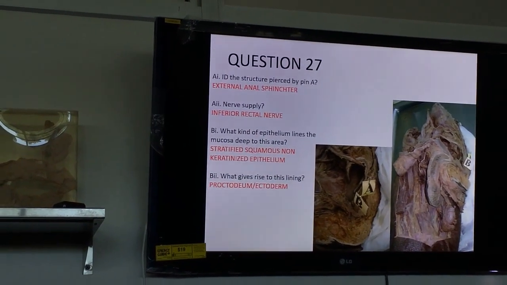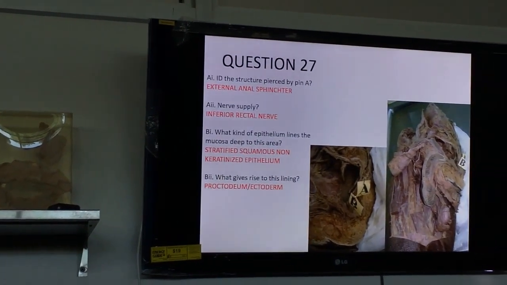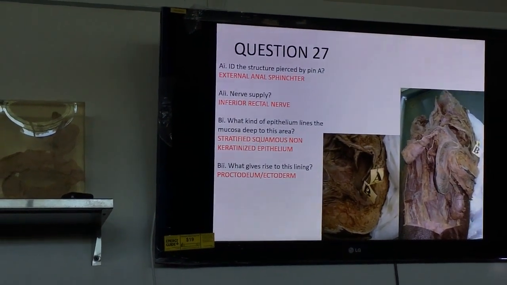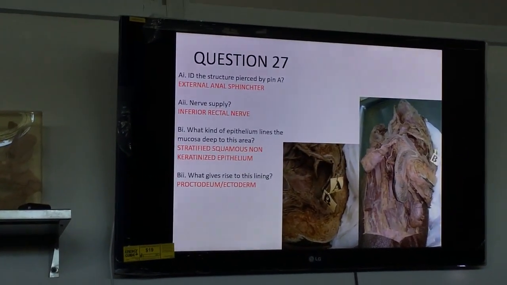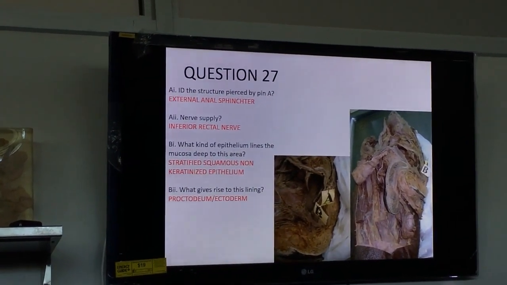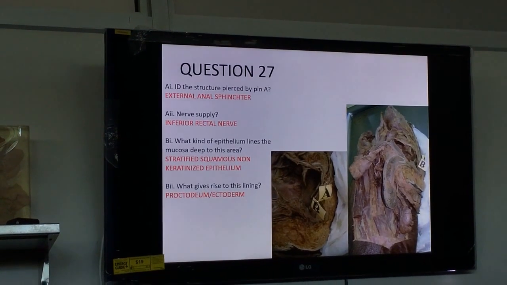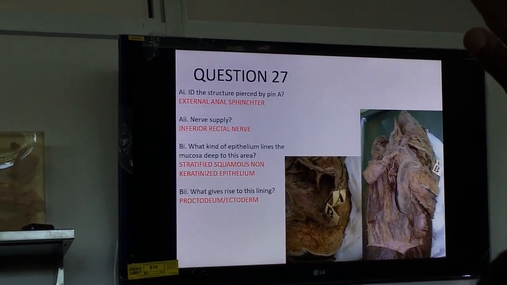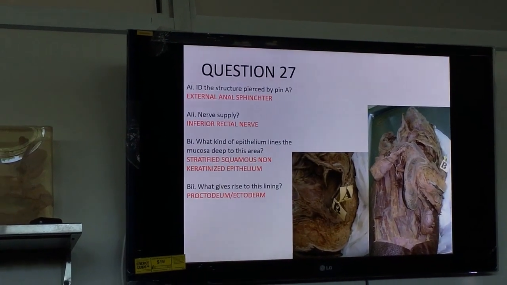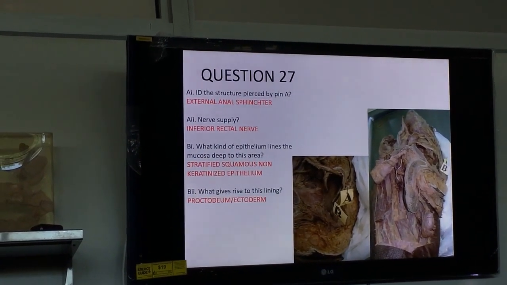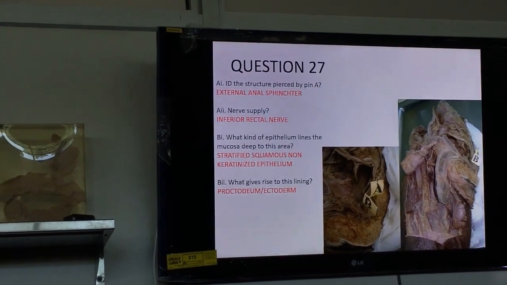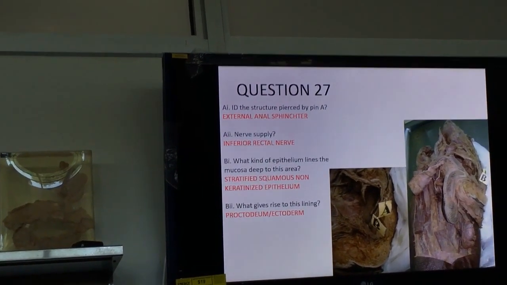Inferior hemorrhoid. Now, question B. What kind of epithelium lines the mucosa deep to this area? So it's B. You want to look at B, right? Where's B? B looks like it is in the anus. I guess when they say deep, it's inside. Because if the pin is in the anus, the epithelium there is stratified squamous keratinized. So deep to it now is the anal canal, and the epithelium there has no keratin.